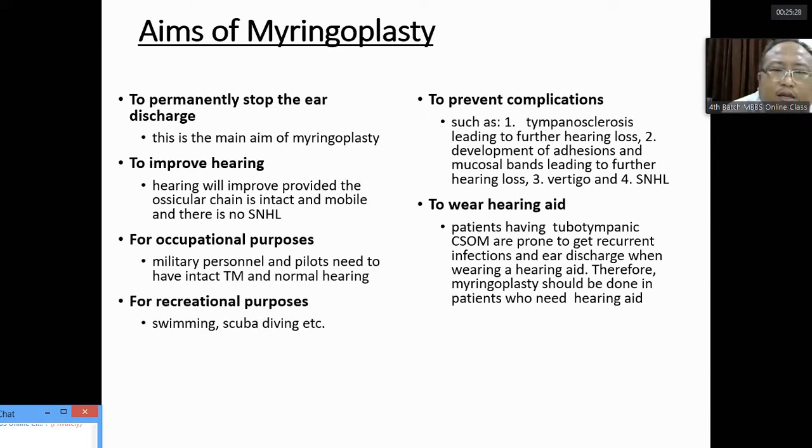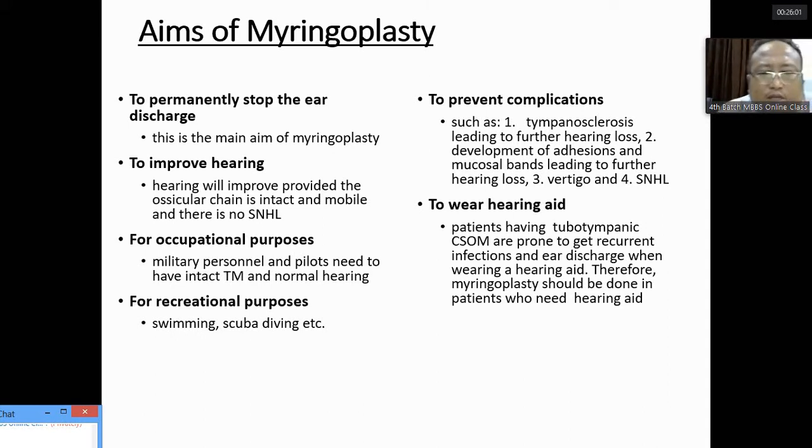And in the long term, to prevent tympanosclerosis, this is also done. In some cases, the patient may have recurrent ear discharge, so they might have vertigo during the infections, or when the ear heals, there are high chances of tympanosclerosis, which causes a conductive type of hearing loss. To prevent that kind of complication, we also advise myringoplasty.